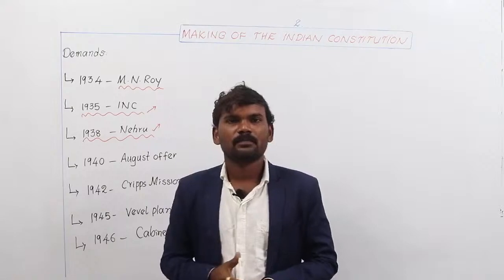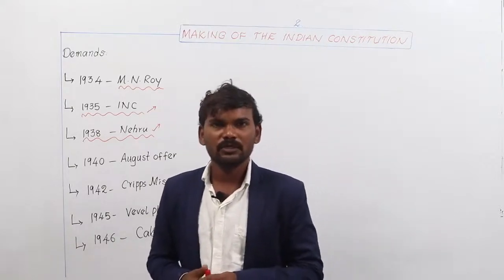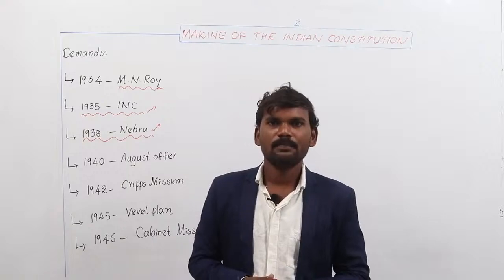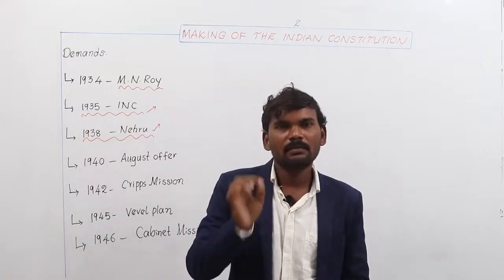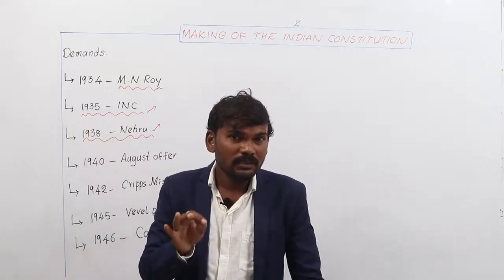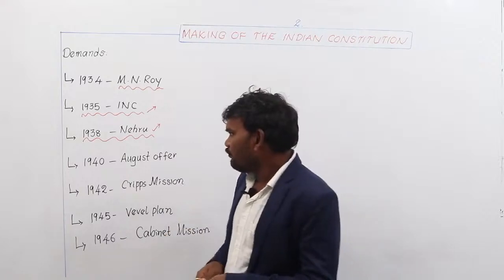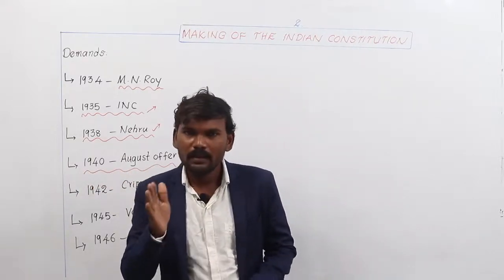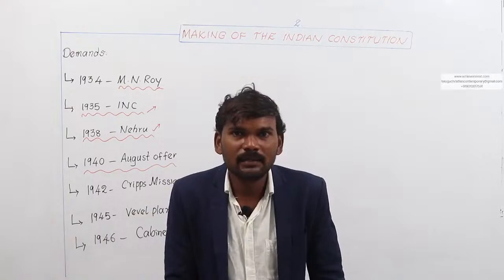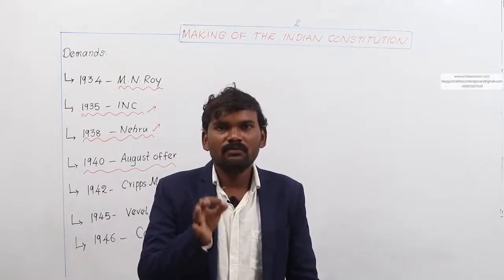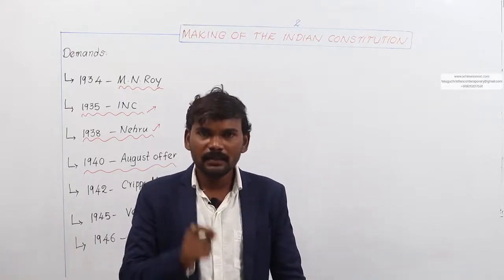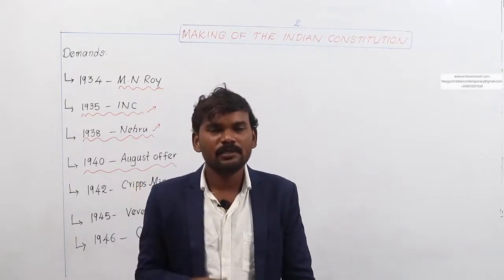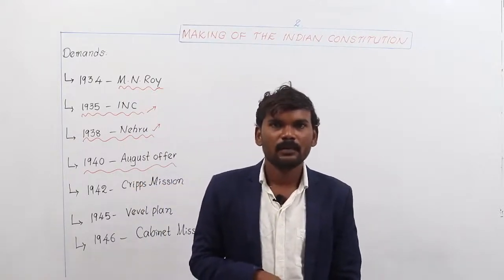Jawaharlal Nehru demanded, on behalf of the Indian National Congress, that the British government set up a body, what we call the Constituent Assembly, consisting of Indian members, with no outside interference. And finally it came into reality in 1940. In 1939, the Second World War broke out. It continued up to 1945 and ended in 1945.